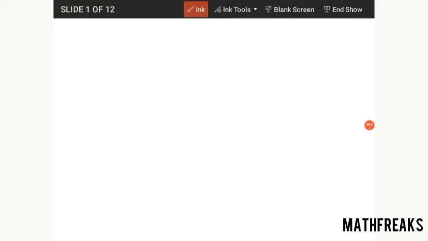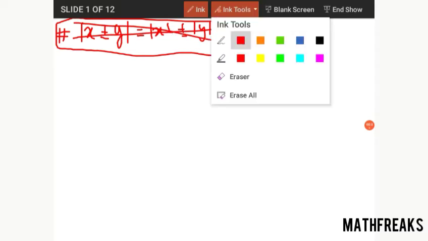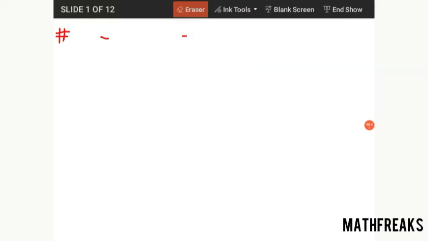So let's begin. First of all, I want to start by correcting a mistake that I made in part 1, in the rules of the modulus function. In one rule I said that mod of x plus minus y is equal to mod of x plus minus mod of y for x greater than 0. So this is obviously wrong. I was a bit nervous and as a result I made some mistakes, so this is totally wrong.